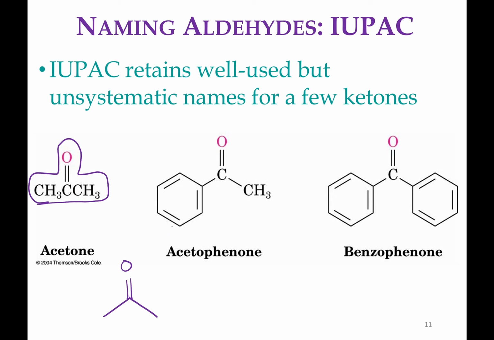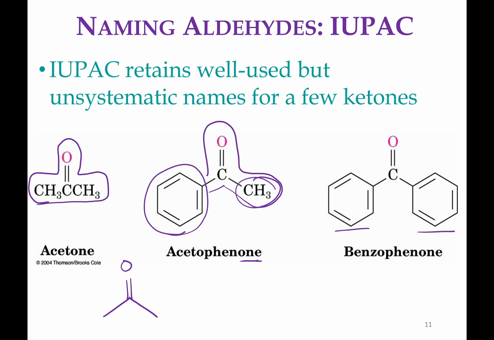So we have our phenyl group here, and we have our, what is this? It's a ketone because this is not a hydrogen, right? So acetophenone, ending in -one, tells me it's a ketone. Benzophenone, I have a benzene group on either side of the ketone. So these are a few that we probably should know because they're going to be retained by the IUPAC system.